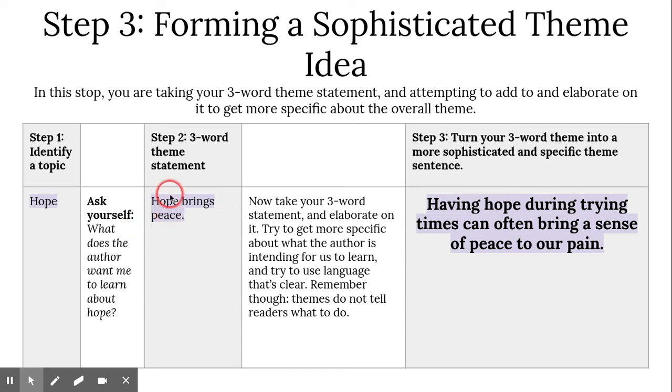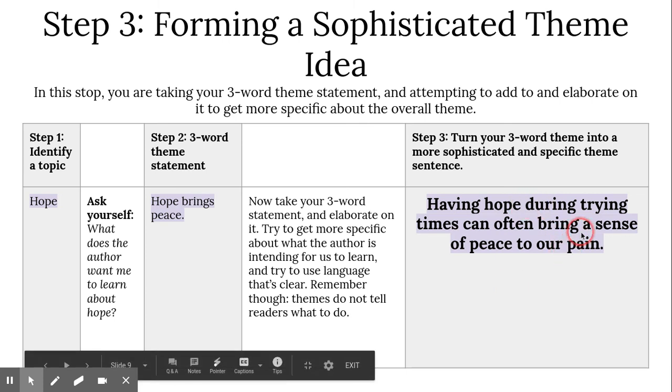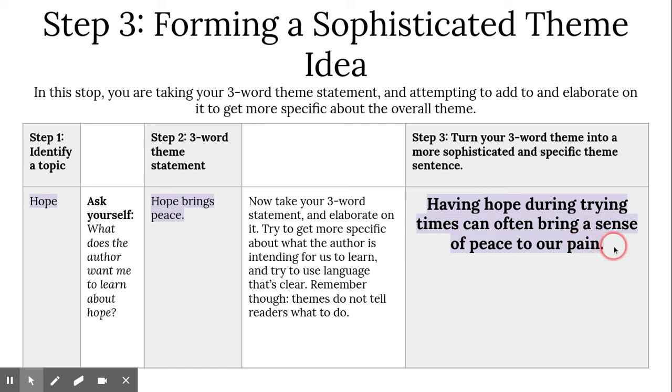Notice I use all 3 of these words: hope, brings, peace. All I've done is add additional words to the 3 words that were already existing in order to get a little bit more specific. We need to have hope. When do we need to have hope? During trying times. What can it do? Bring peace. Bring peace when? When we're feeling pain. I just asked myself questions to elaborate a little bit further on the 3 words I identified in step 2.